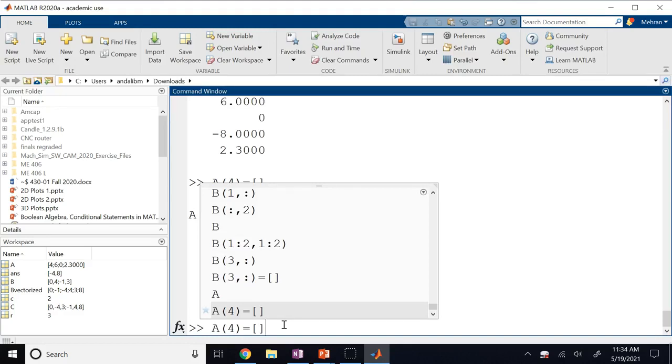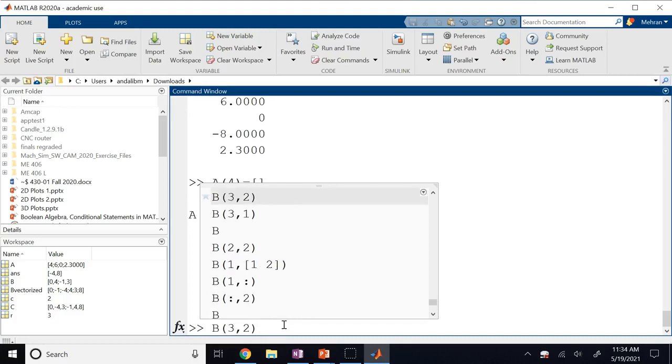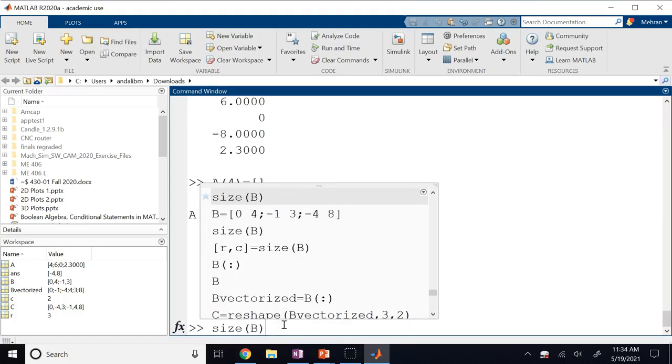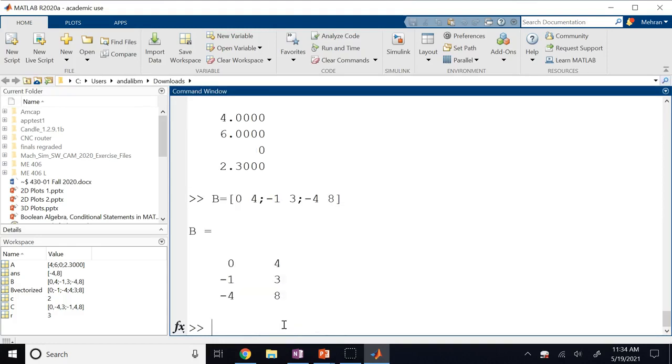Now, can I eliminate anything that I want in a matrix? No, because right now, let's say here, if I go back to the definition of B, which was this guy here, can I say B of rows 1 and 2 and column 1 is equal to empty bracket? Basically, what I want to eliminate is 0 and -1 out of B. Can I do that? No.